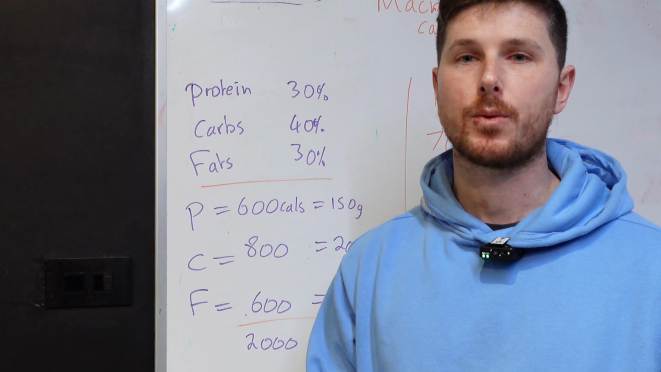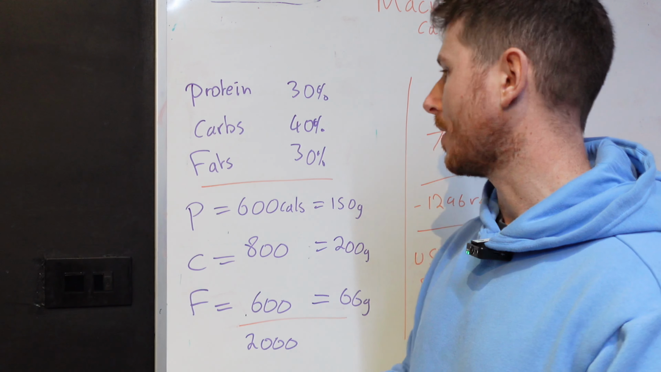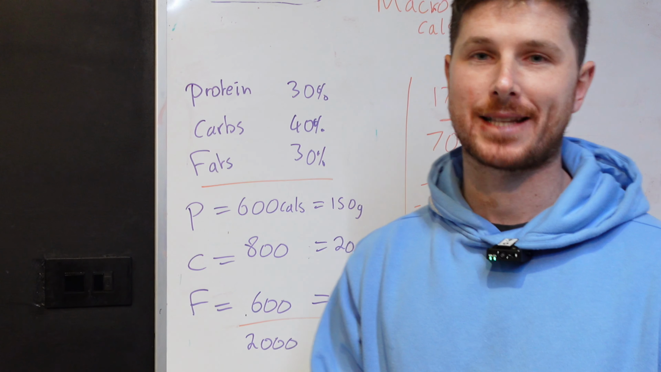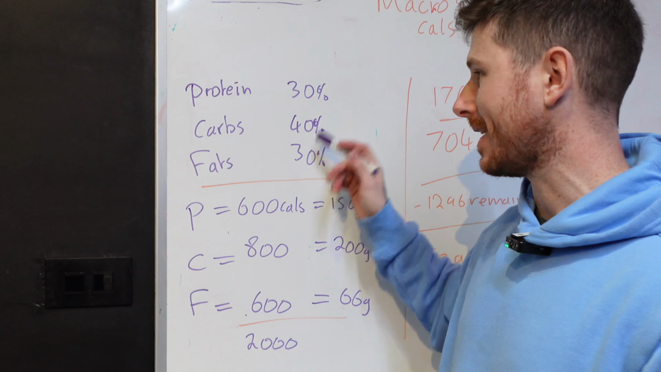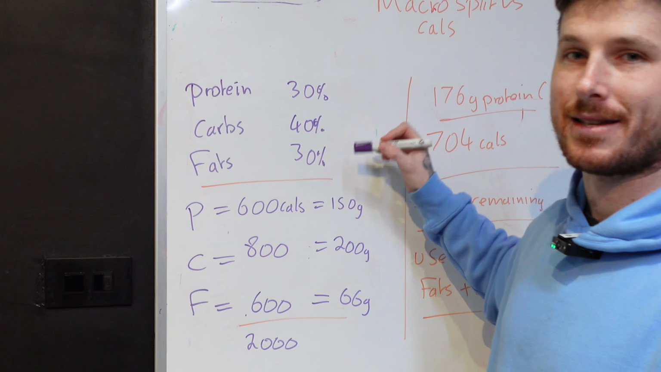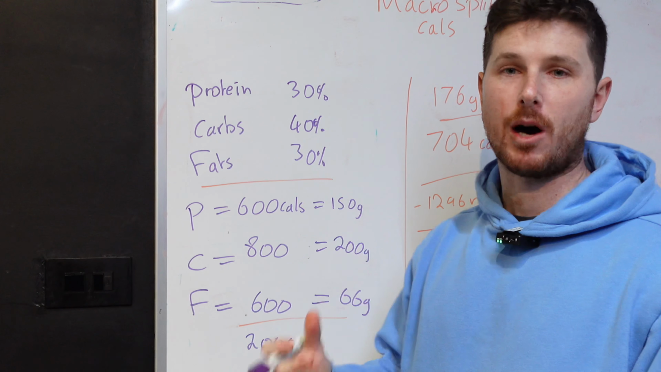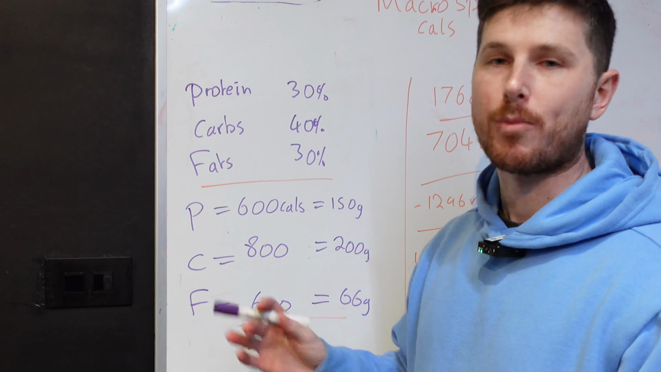For both examples, we are basing it on an 80 kilo person at around 2,000 calories per day. And what you might see a lot of the time is a split of around 30% for protein, 40% for carbs, and 30% for fats. You might also see 40, 40, 20, but we'll break that down just now.